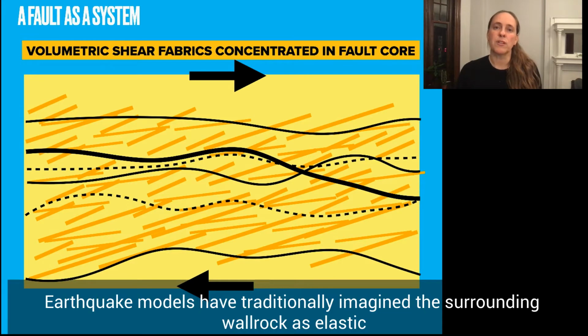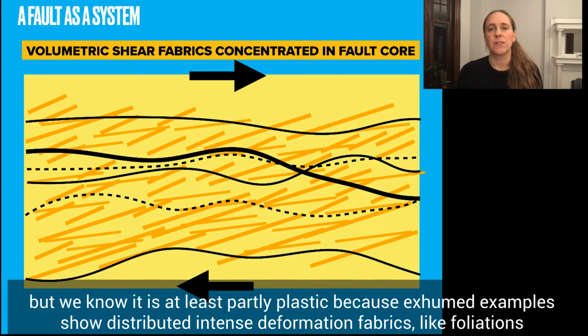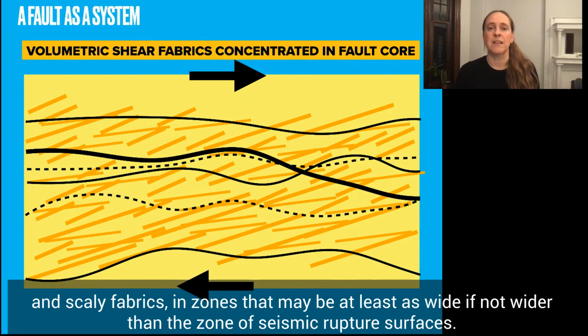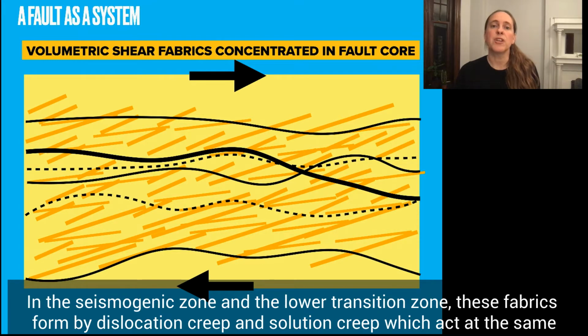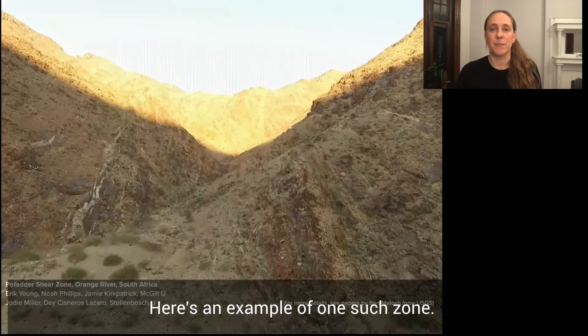Earthquake models have traditionally imagined the surrounding wall rock as elastic, but we know it is at least partially plastic, because exhumed examples show distributed, intense deformation fabrics like foliations and scaly fabrics, and zones that may be at least as wide, if not wider, than the zone of seismic rupture surfaces. In the seismogenic zone and the lower transition zone, these fabrics form by dislocation creep and solution creep, which act at the same time. Here's an example of one such zone.